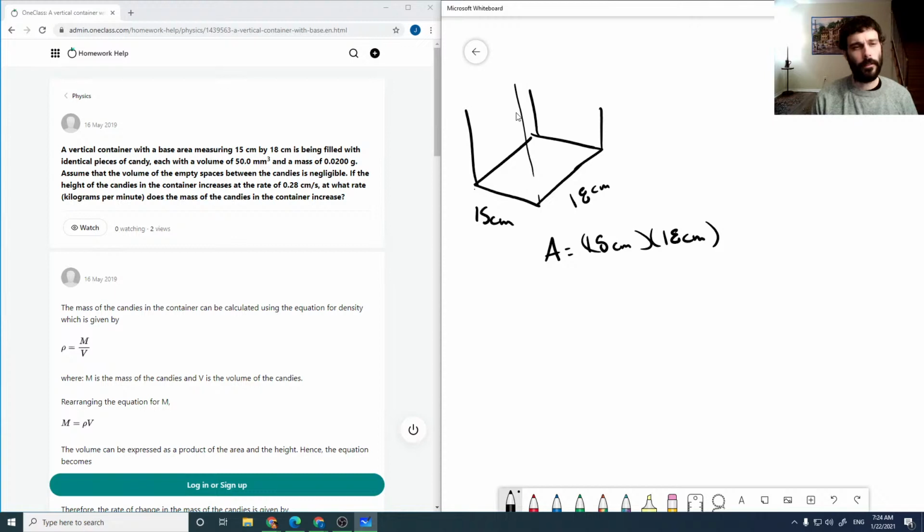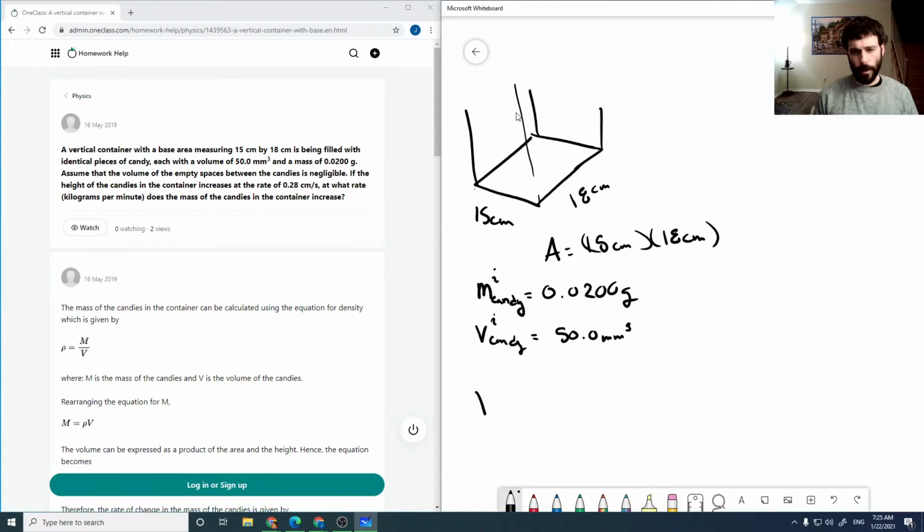And if the height of candies in the container increases at a rate of 0.28 centimeters per second, at what rate, in kilograms per minute, does the mass increase? Okay, I'm going to call the mass of the individual candy 0.02 grams, and the volume of our individual candy is 50.0 millimeters cubed.